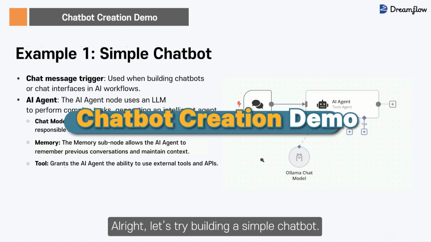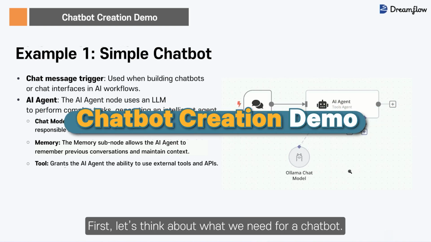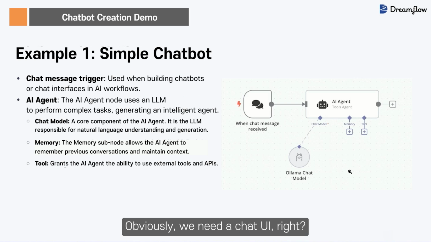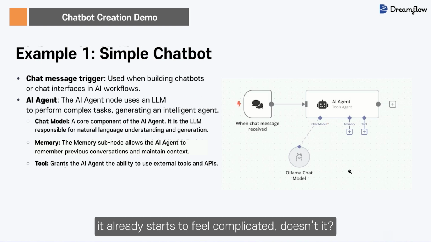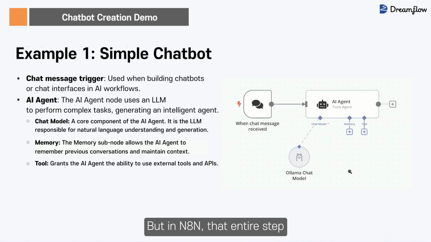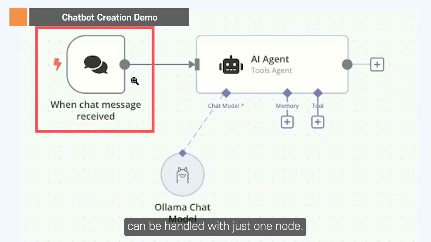All right, let's try building a simple chatbot. First, let's think about what we need for a chatbot. Obviously, we need a chat UI, right? So we go ahead and create the chat UI. But then what should we use to build it? HTML, CSS? It already starts to feel complicated, doesn't it? But in n8n, that entire step can be handled with just one node. Chat message trigger. Yes, just bring in this one node.